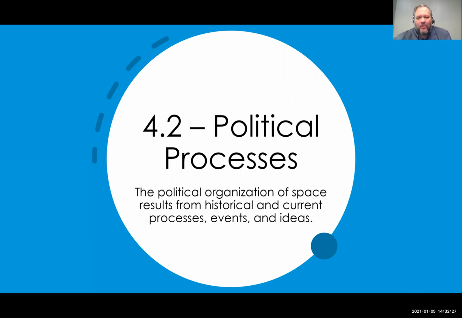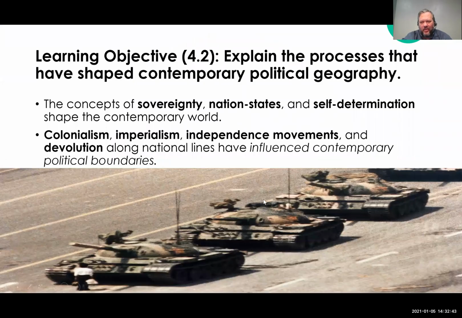Today's topic is 4.2, political processes. What I mean by this is the political organization of space results from historical and current processes, events, and ideas. All this is saying is, why does the map look like it does? Because of these things. This is what we are going for with this unit. The words I have in bold are definitions you need to be good with.